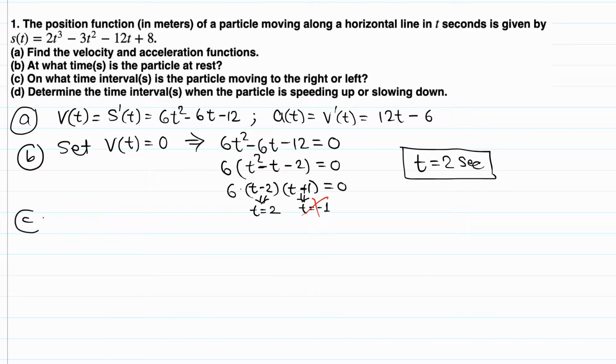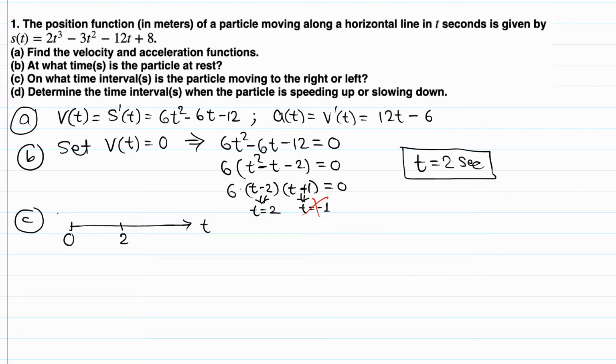Okay, let's do C. On what time intervals is the particle moving to the right or left? So we need to test the sign, whether it's positive or negative, of velocity. This is the velocity function. So let's make a domain. Time starts at 0 and goes forever, because we don't have any limits given in the question. And we know that the particle comes to rest at t equals 2 seconds. So we need to consider t equals 2.